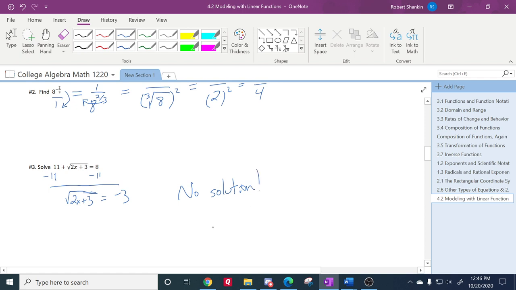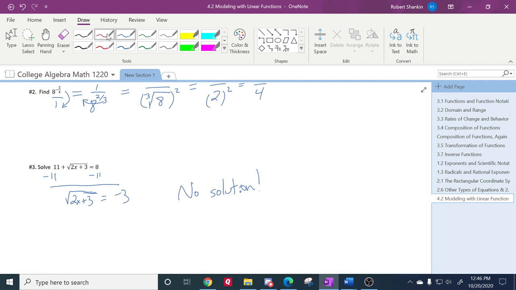How do I know that there's no solution? Because when you take the square root of anything, because this is, you take 2x plus 3 first, and then you take the square root, you always get a positive result, or 0. So you can never get it. The square root sign means the principal square root, the positive square root.